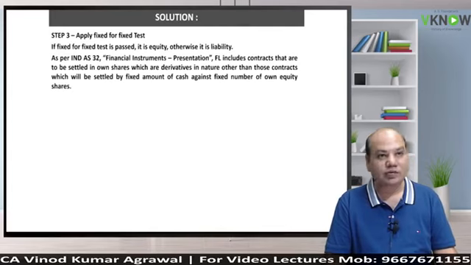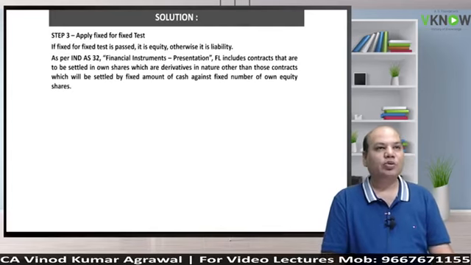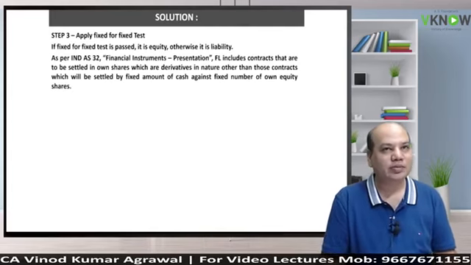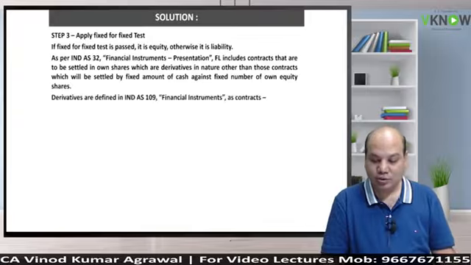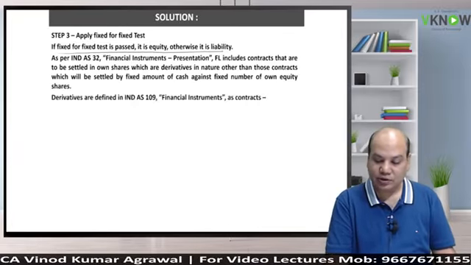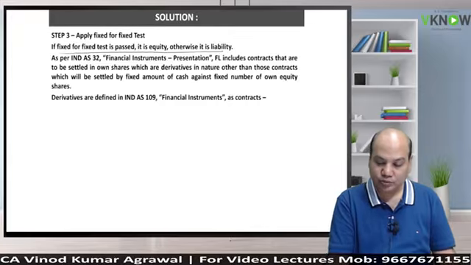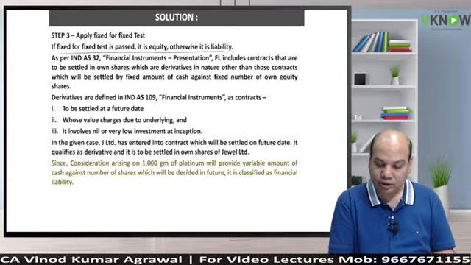Then you apply the fixed for fixed test. So we are going to settle in own share and it is a derivative. Now, whether we are going to pay a fixed number of shares against a fixed amount, the answer is no. Okay, the answer is no. Why is it no? In the given case below, write the last two lines.